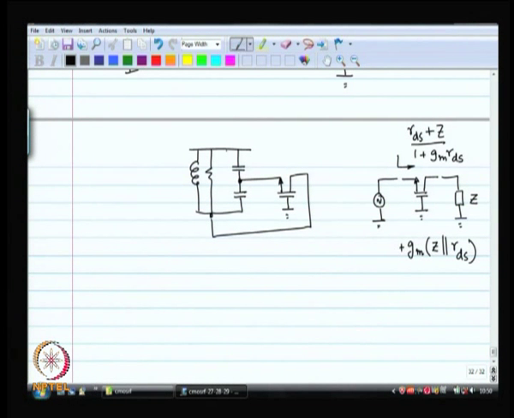If Z is small enough, let us say if Z is 0, then the input resistance, input impedance is approximately equal to 1 by G_m, okay, if Z is small. All right. So, that is what I have got.